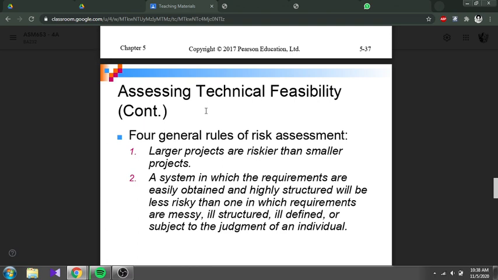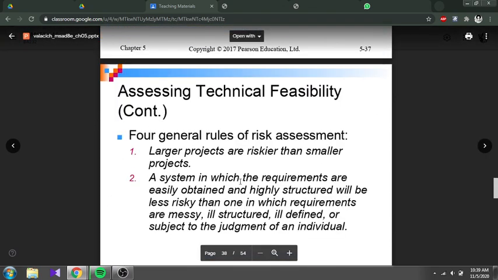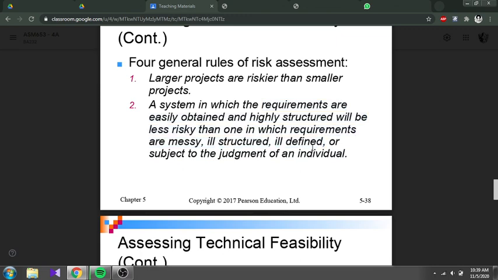Second, a system in which the requirements are easily obtained and highly structured will be less risky than one in which requirements are messy, ill-structured, ill-defined, or subject to the judgment of an individual. So it's easy if everything is organized. If you don't have all these requirements organized, meaning that the system is jumping from one part to another, we don't actually know which root cause of the problem will get us into trouble later on. So, to recap: a larger project has higher risk, and system requirements that are easy and highly structured, meaning organized, are less risky.